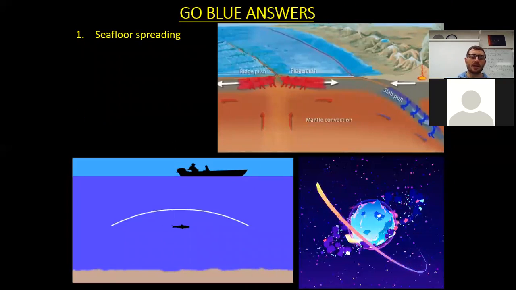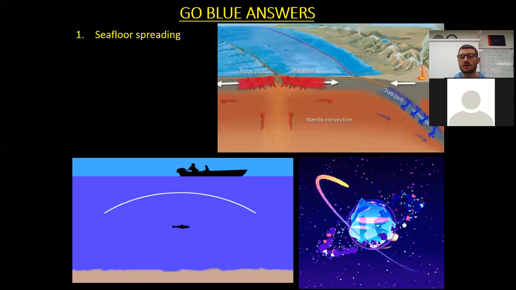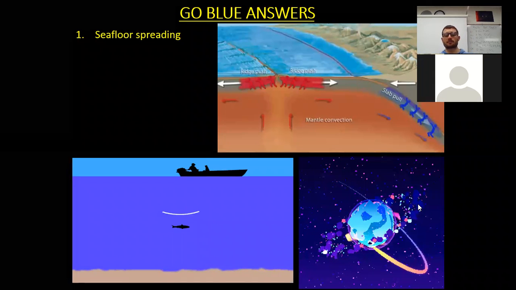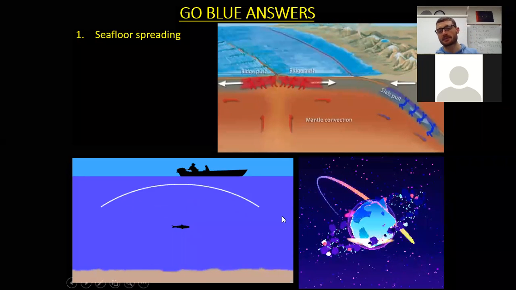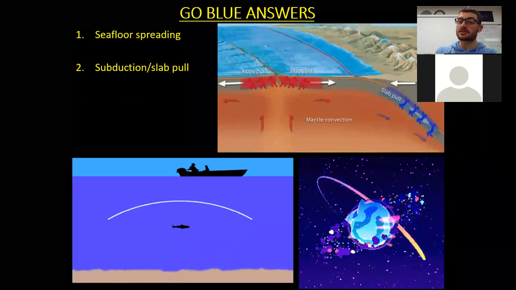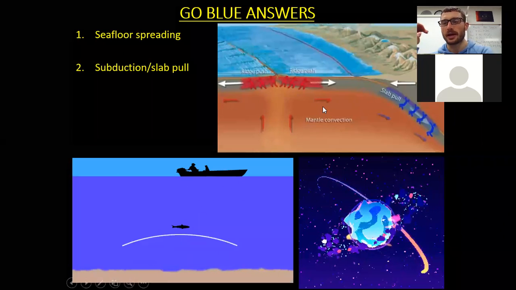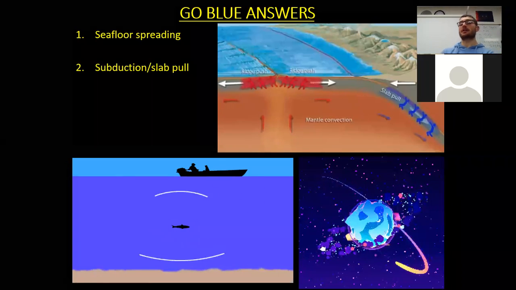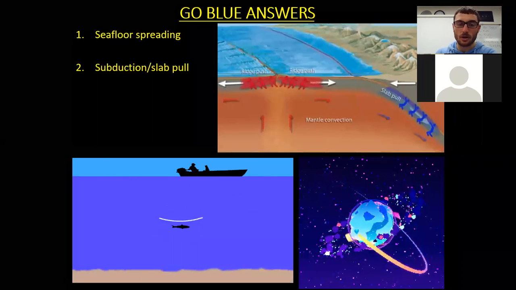Number 1, we have sea floor spreading. Keep in mind, mid-ocean ridges are always associated with sea floor spreading. That means that the plates are going apart, and out the middle of those plates is going to be the magma that comes out. Next, what creates trenches? It's just the opposite. You can see it with the graphic here: one plate going below the other. We call that subduction or slab pull. When that plate goes below the other, it pulls down the other plate and makes a very deep part of the ocean. We call those trenches.